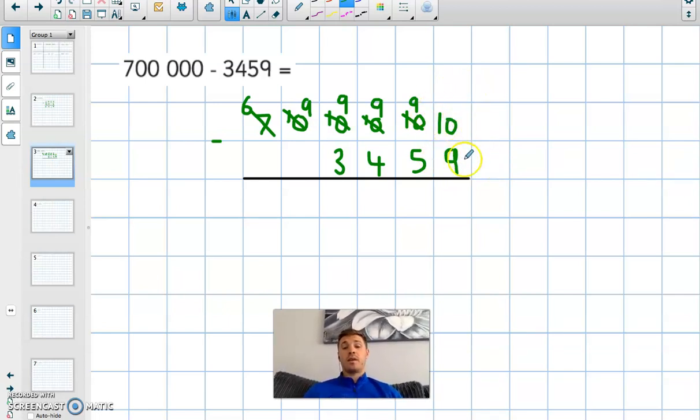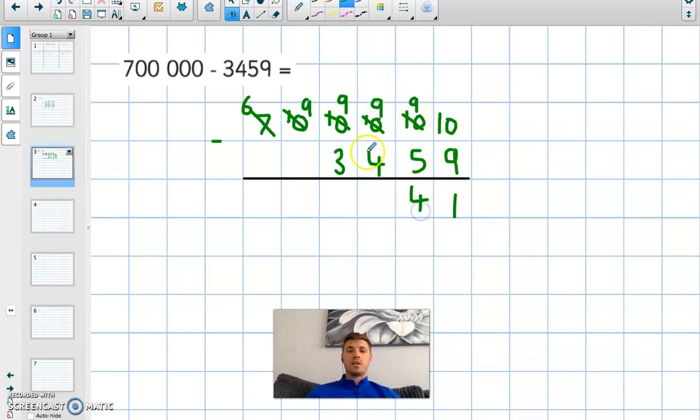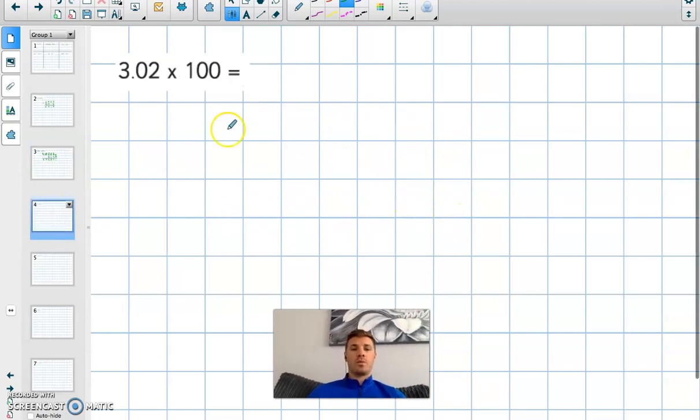So now you can do it. 10 take away 9 is 1, 9 take away 5 is 4, 9 take away 4 is 5, 9 take away 3, 6, 9 take away nothing is 9, and 6 take away nothing is 6. Little trick of how to chunk these numbers so you can pronounce the number easily: start from the smallest digit and count 1, 2, 3 numbers in and put a comma in front of the third digit. That chunks your number, so you've got 696,541 as your answer.